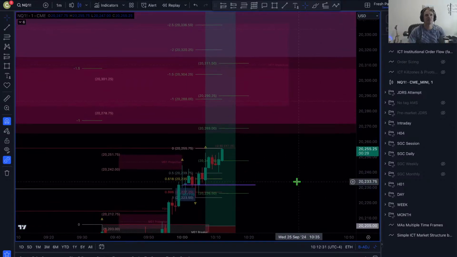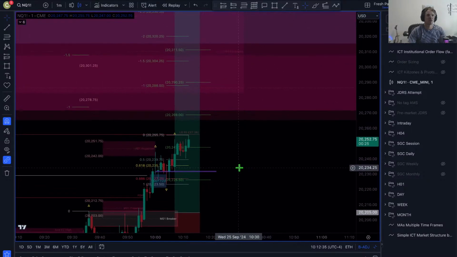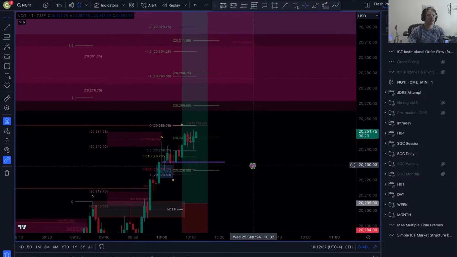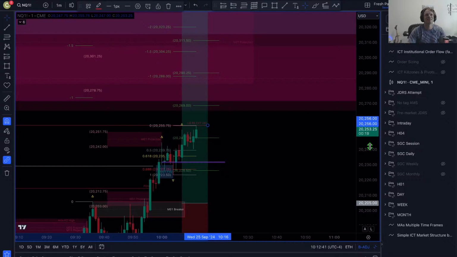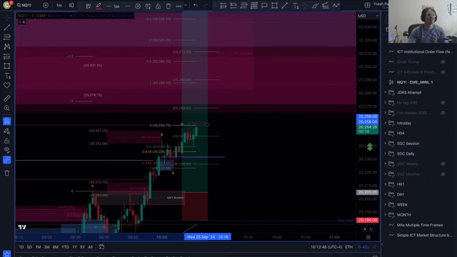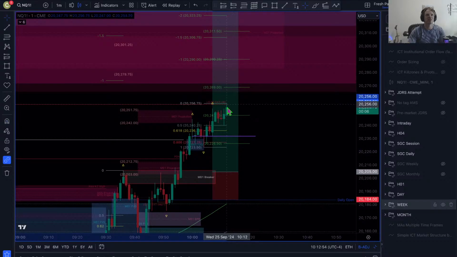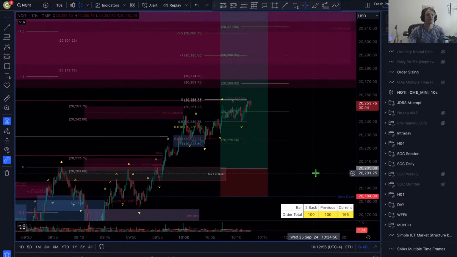I'd be hesitant to take off previous month high if we tap that. Now we're within a tick of it. Say what? Yeah, that's previous month high right there. It just tapped it.